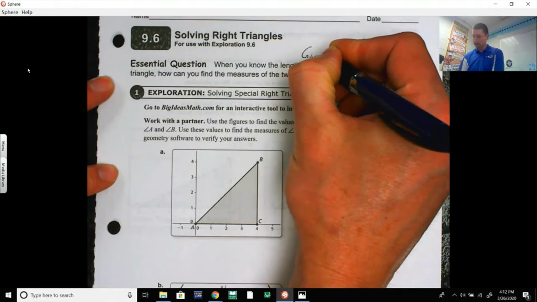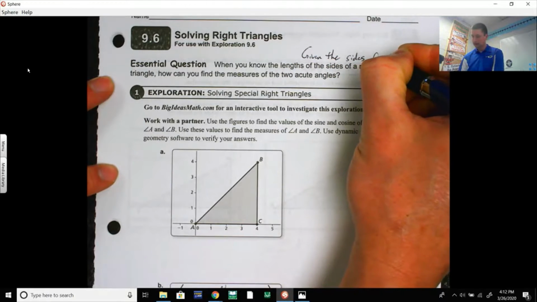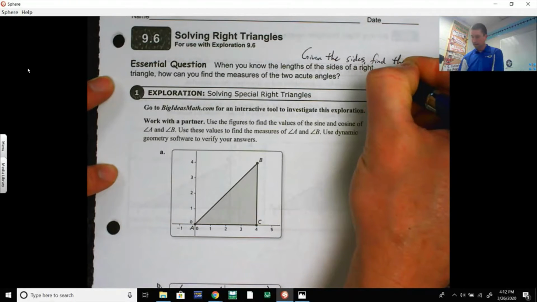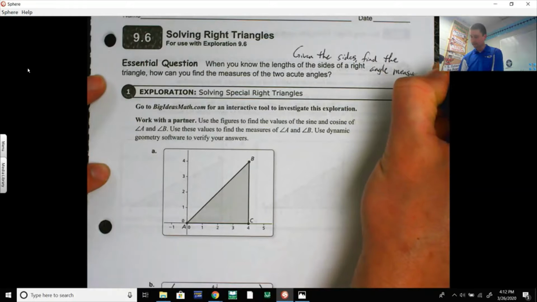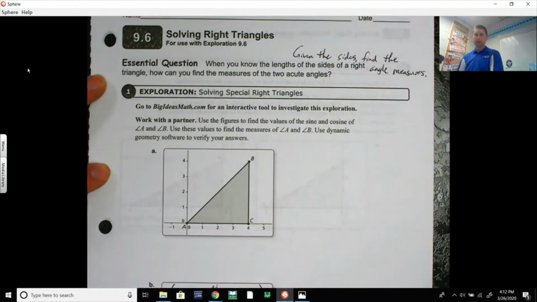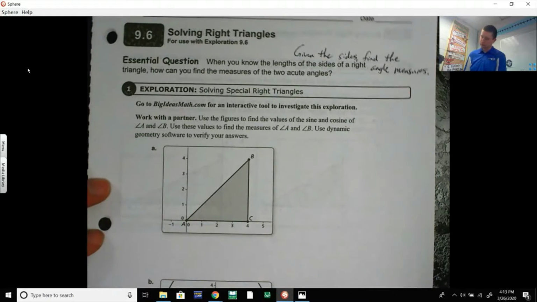So now, given the sides, find the angle measures. That is a little different than what we had the last two lessons. They were giving us a side and an angle measure, one of the acute ones, and then we could find the other sides. But now if we have the sides, can we find the angle measure? So we're kind of going backwards.